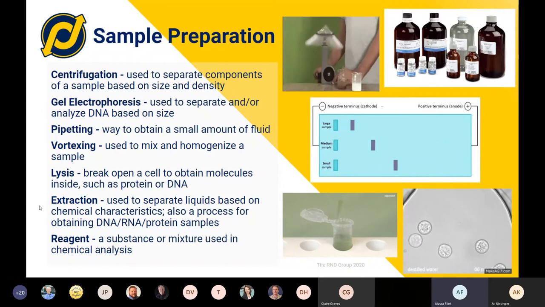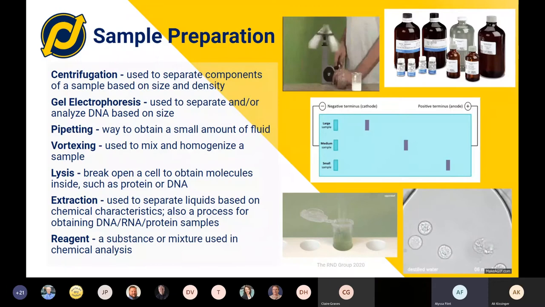Pipetting can obtain liquids as small as 2 microliters up to as large as 25 milliliters. Vortexing is when a sample is spun and shaken at high speeds in order to mix the sample and distribute its components evenly. And then there's lysing, which is when a cell is broken open through several different possible mechanisms in order to obtain the inner contents, such as the cell's protein and/or DNA. And then extraction can mean a few different things in science, but for most cases in the R&D group, it is likely referring to a process by which you can get DNA, RNA, or protein from cells. This usually includes several steps like lysis, centrifugation, precipitation, binding, and washing.